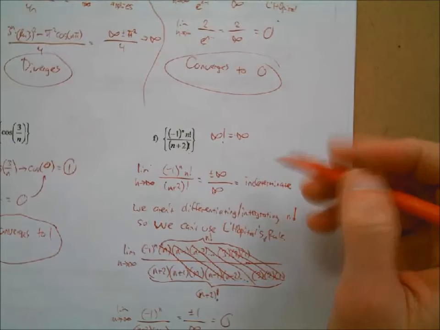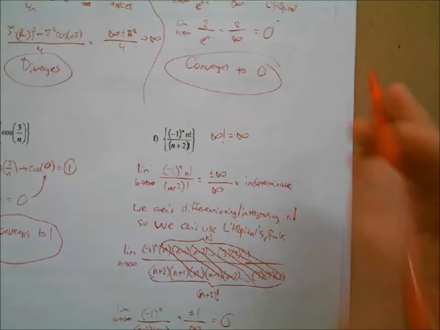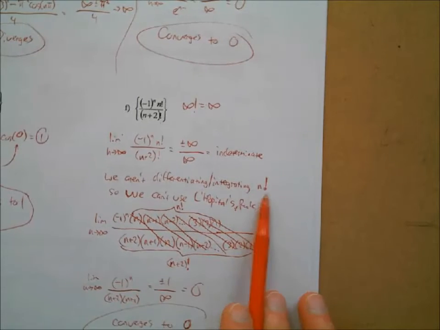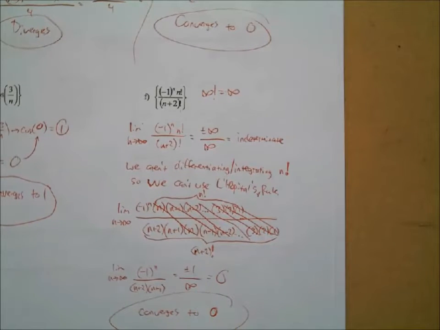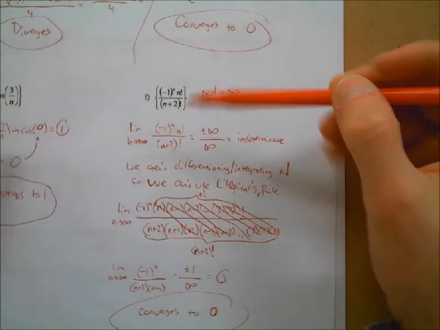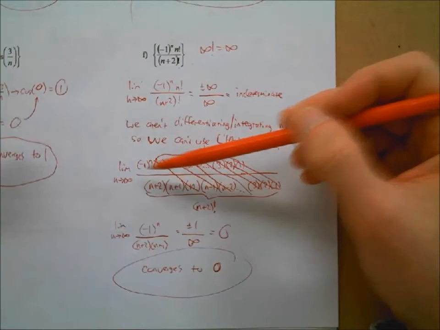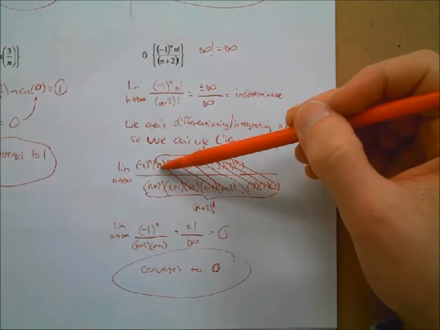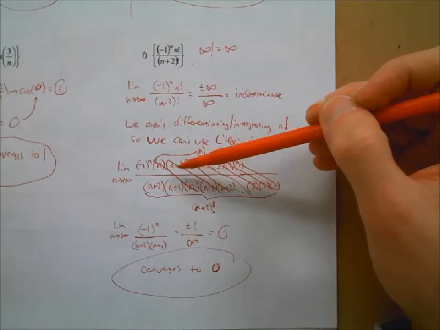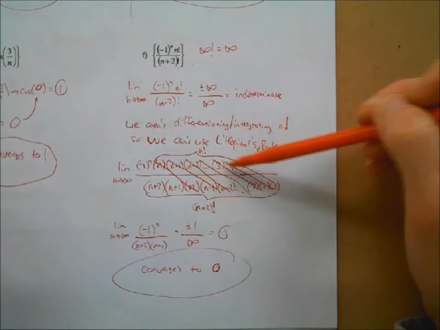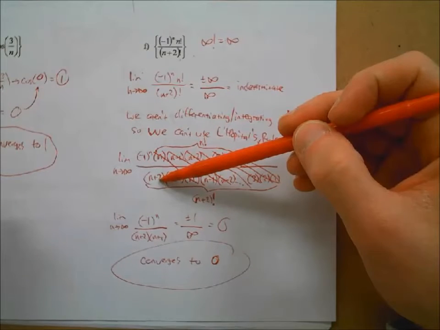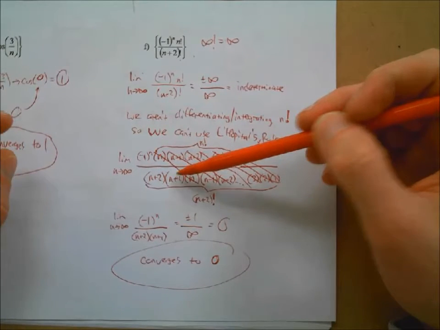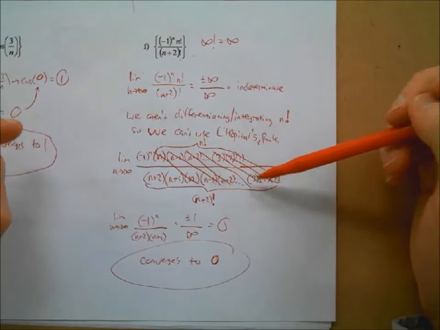Here's the problem, though. We can't apply L'Hopital's here because we're not differentiating or integrating n factorial, right? We don't know how to differentiate or integrate n factorial. So we can't use L'Hopital's rule. What do we do? Well, n factorial, if we expanded it, would be n times n minus 1, 1 lower, then times n minus 2, dot, dot, dot, and then 3, 2, and 1, okay? Then in the denominator, it would be n plus 2 for the first term, times n plus 1, times n minus 1, times n minus 2, dot, dot, dot, 3, 2, 1 again.